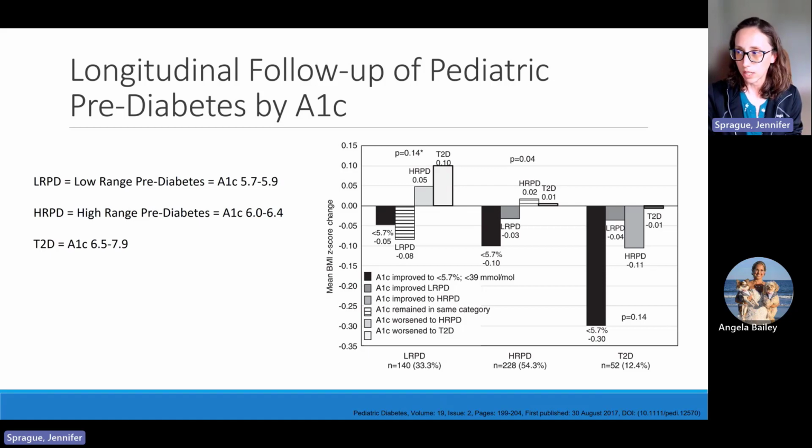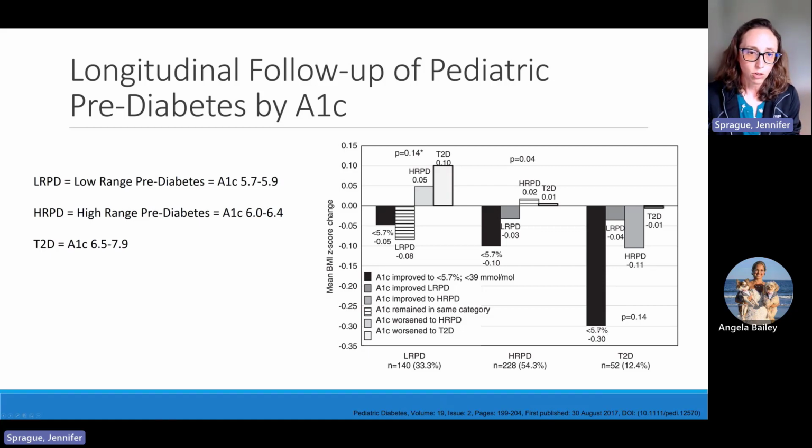What happened to the A1Cs in these different risk categories? In the low risk prediabetes, a significant portion who lost weight had normalization of their A1C or remained in that low risk prediabetes. Those who gained weight tend to progress towards the high risk prediabetes or type 2 diabetes. And you can see that same trend in the high risk prediabetes. And in type 2, those that had a bigger weight loss had more chance of decreasing their A1C into normal.